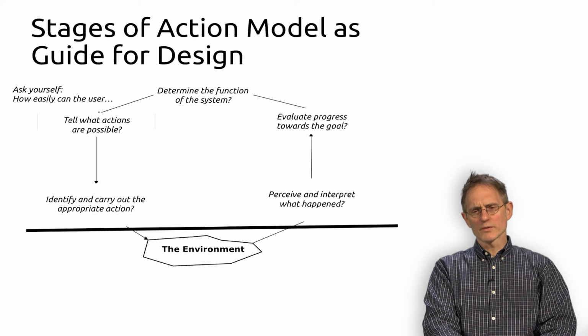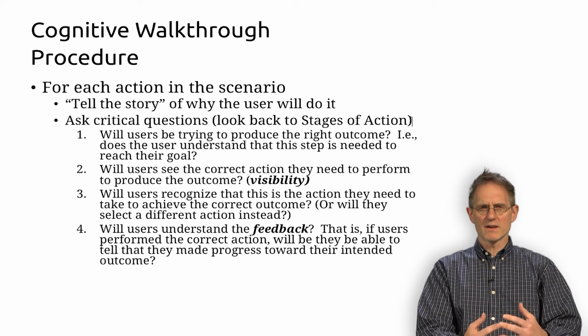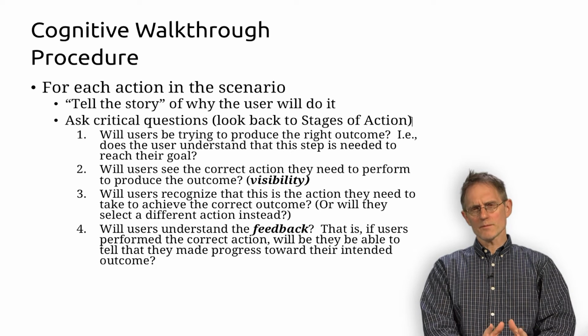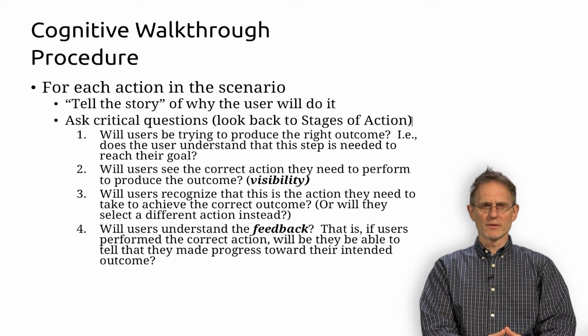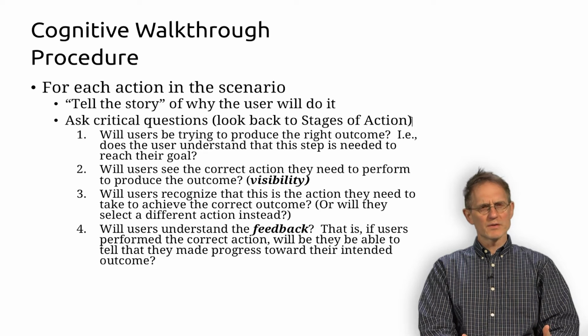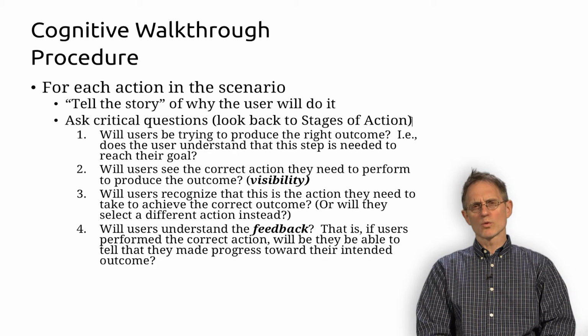Now, the cognitive walkthrough procedure essentially is a specific, focused take on that. So it says, take an interface and take a walkthrough scenario. And then for every action, for every step in that scenario, you have to tell the story of why the user will do it. So you're sort of going to walk through the scenario step by step and try to figure out whether the user can and will take the step. Now, there's 4 critical questions that you ask yourself at each step.